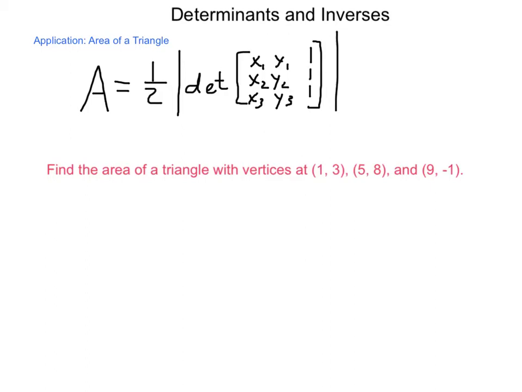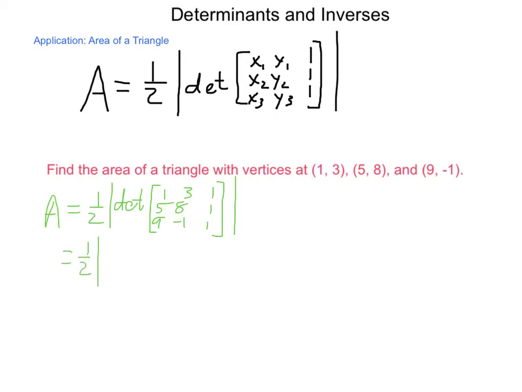So, finding the area of a triangle with vertices at 1, 3, 5, 8, and 9, negative 1, we're going to say here that the area equals 1/2 the absolute value of this determinant. So let's write the determinant of the matrix. So it goes 1, 3, 1, 5, 8, 1, 9, negative 1, and 1. And that's an absolute value. So we get 1/2 the absolute value of.